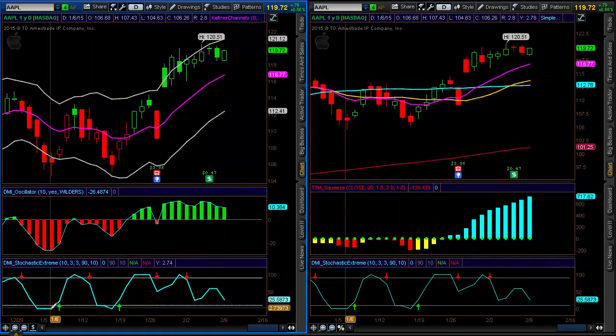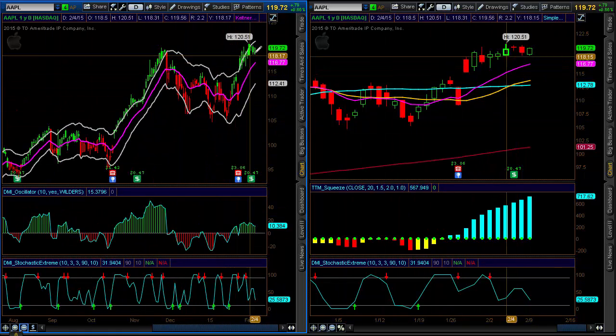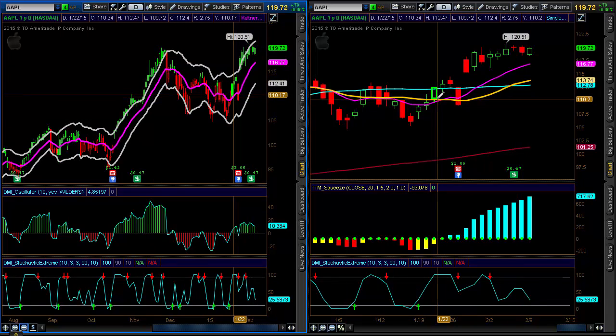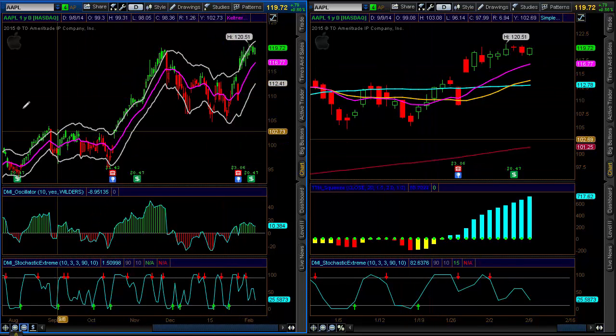Or if the market breaks out from here, then I think you could just jump on Apple here and ride it to the 120s, 130 area.